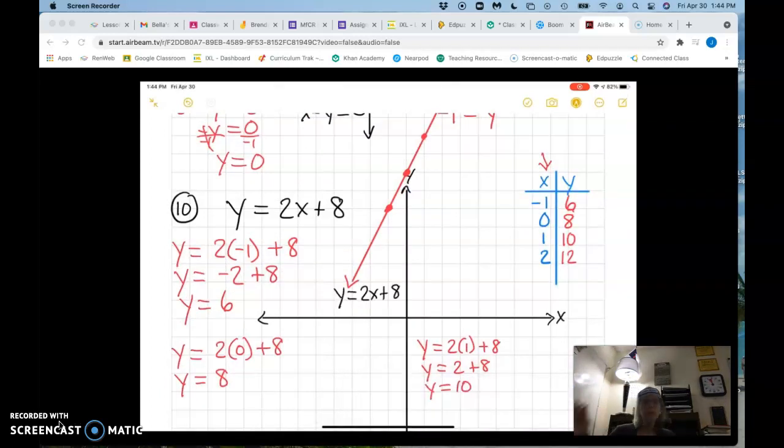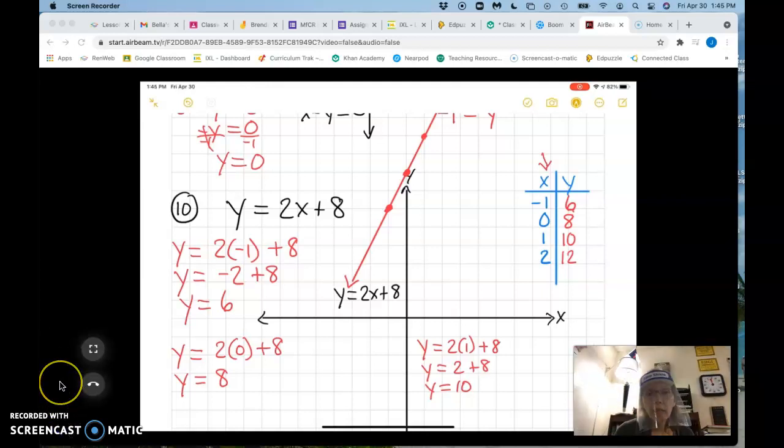And remember, when you draw the line, you have to write the equation at the line, so you know what equation that line is. All right, that's all for today, so let me know if you have any questions. We're going to do more of this next week, and it will make more sense.